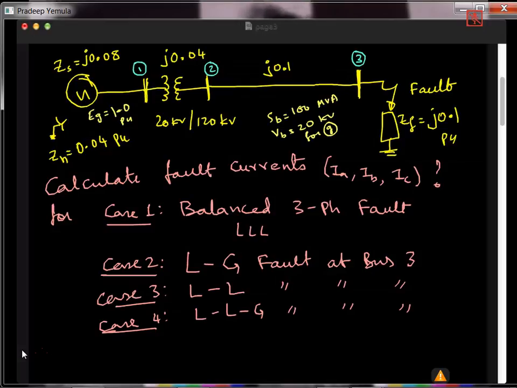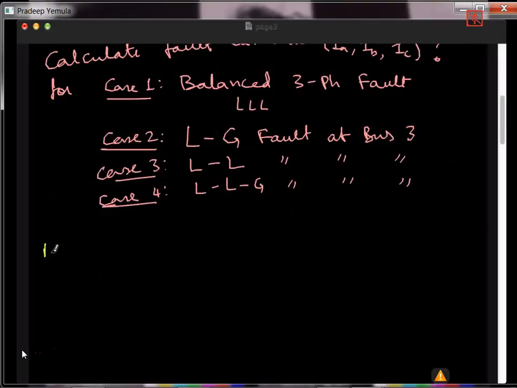So how to solve this? The first step is you represent the network as a reactance diagram. So how to represent the network as a reactance diagram? The neutral also has some impedance, remember that, but we'll come back to it. First, look at the reactance. So this is the answer.